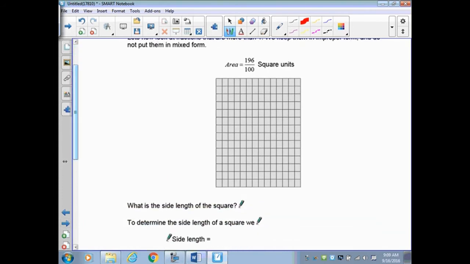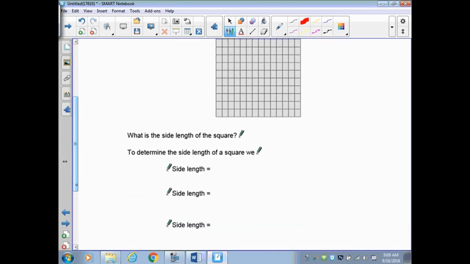So I've got the area of this is 196 over 100. So what is the side length? Well, every time we did this, we square rooted to find the side length. So to find the side length, we have to calculate the square root of the area. Now we know the area is 196 over 100. So what is the side length? We want to square root the area.